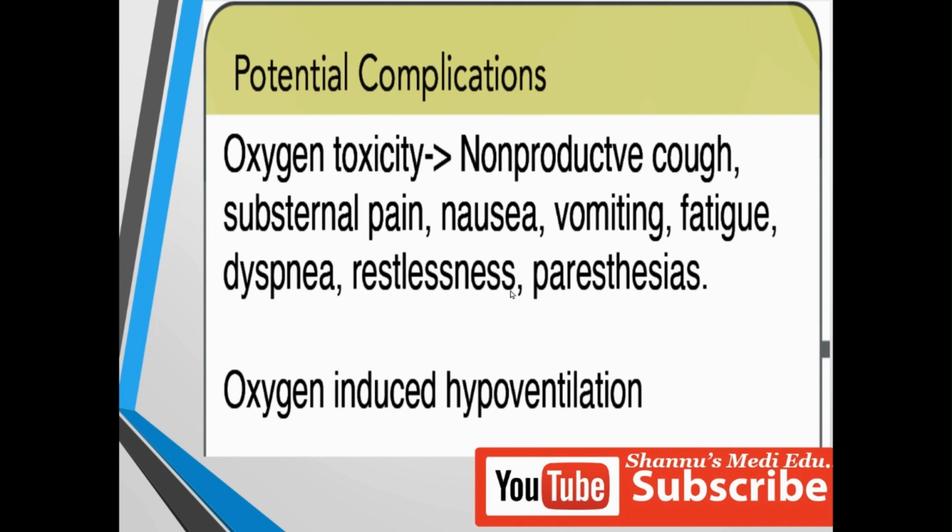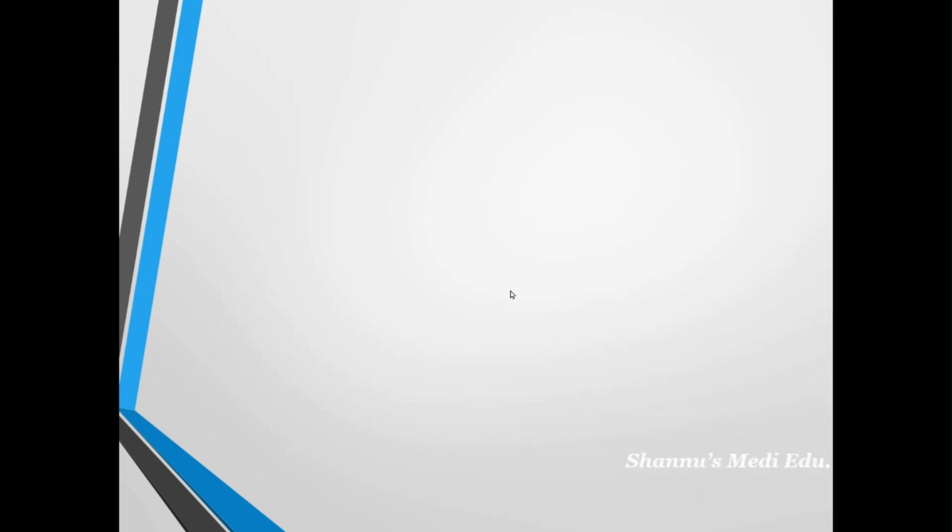then at that time the patient may develop oxygen toxicity: non-productive cough, substernal pain, nausea and vomiting, and fatigue. Dyspnea also occurs in oxygen toxicity. The patient may be restless, and paresthesia will also occur. Oxygen-induced hypoventilation also, and sometimes the patient may need ventilation support.